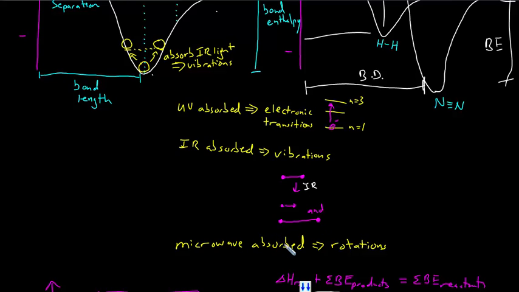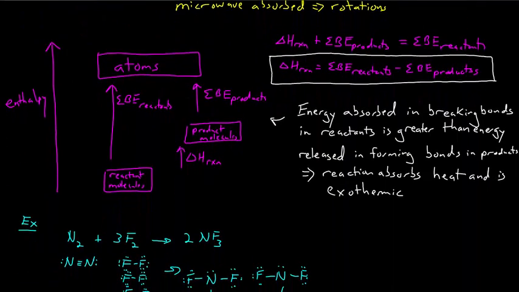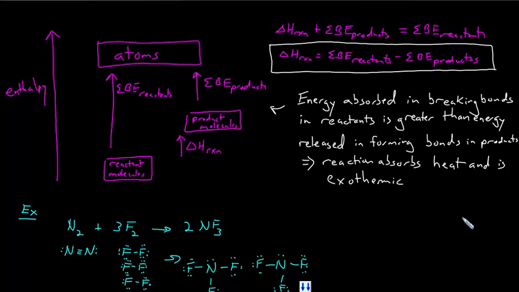Microwave radiation, if it is absorbed, causes rotation of the atoms around the central atom. Now, you recall that if UV light or visible light is absorbed, electron transitions occur instead of vibrations or rotations. For example, an electron would hop up from n equals 1 to n equals 3, say. Okay. Now we'll be doing some calculations related to bond enthalpy.